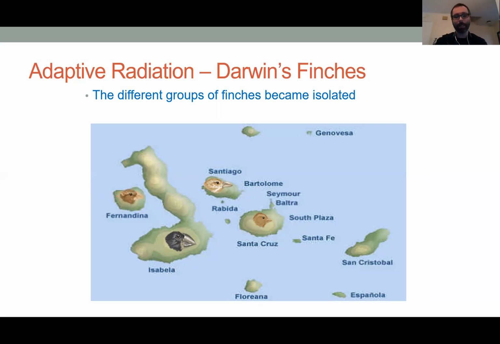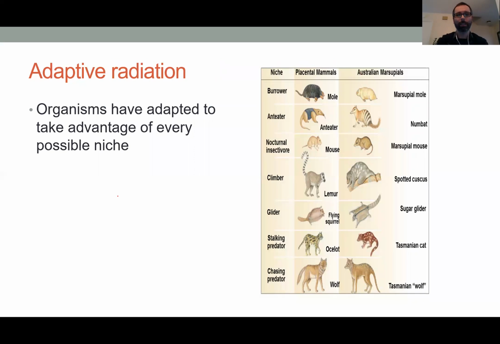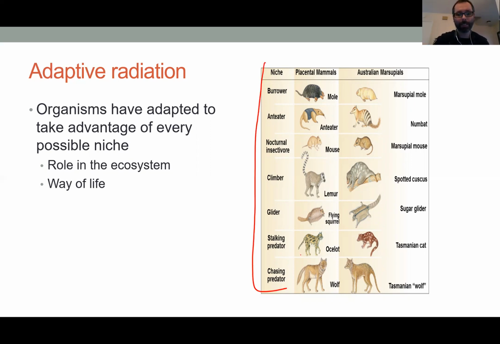So the birds spread out to all the different islands and they find all these different opportunities. Those opportunities are called niches or a niche. A niche is the way of life, the role in an ecosystem, right? And so I like this table because it kind of just lays it out nice and neat, right? A niche is like a job title, a climber, a glider, an insectivore. These are ways that organisms can live, right?